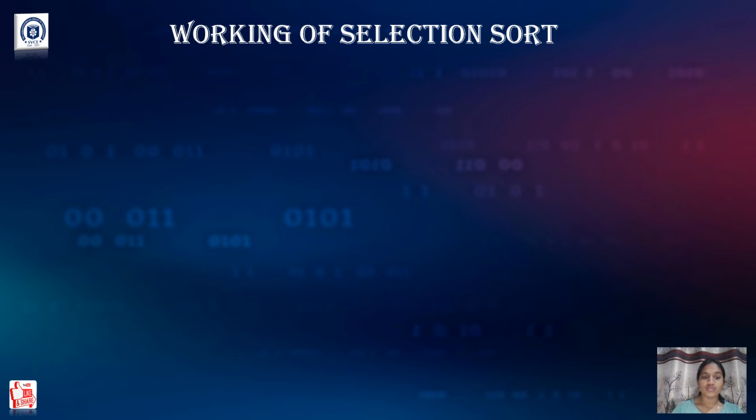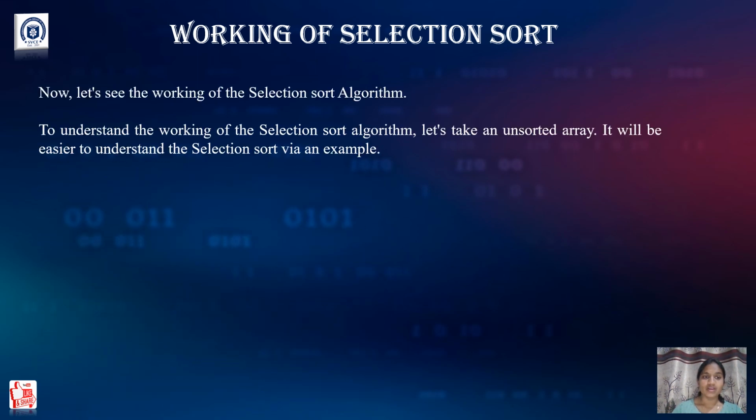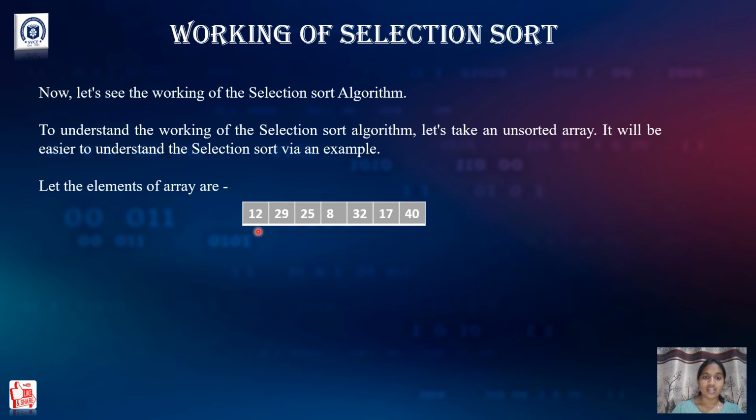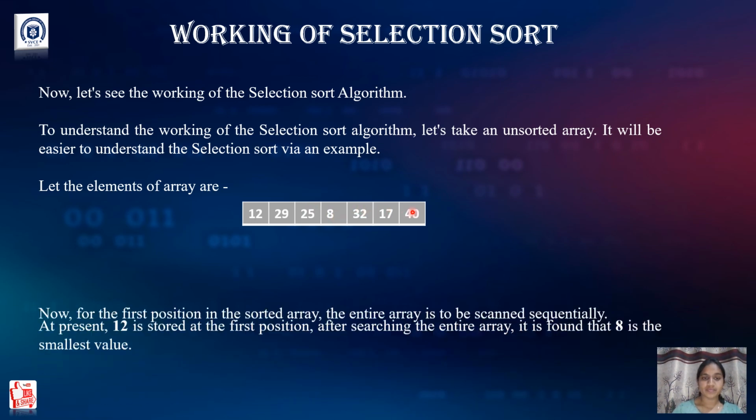So let us learn about the working of selection sort. Now let's see the working of the selection sort algorithm. To understand the working of the selection sort algorithm, let's take an unsorted array. It will be easier to understand selection sort by an example. The unsorted array is 12, 29, 25, 8, 32, 17 and 40, where the index values start from 1, 2, 3, 4, 5, 6, 7.